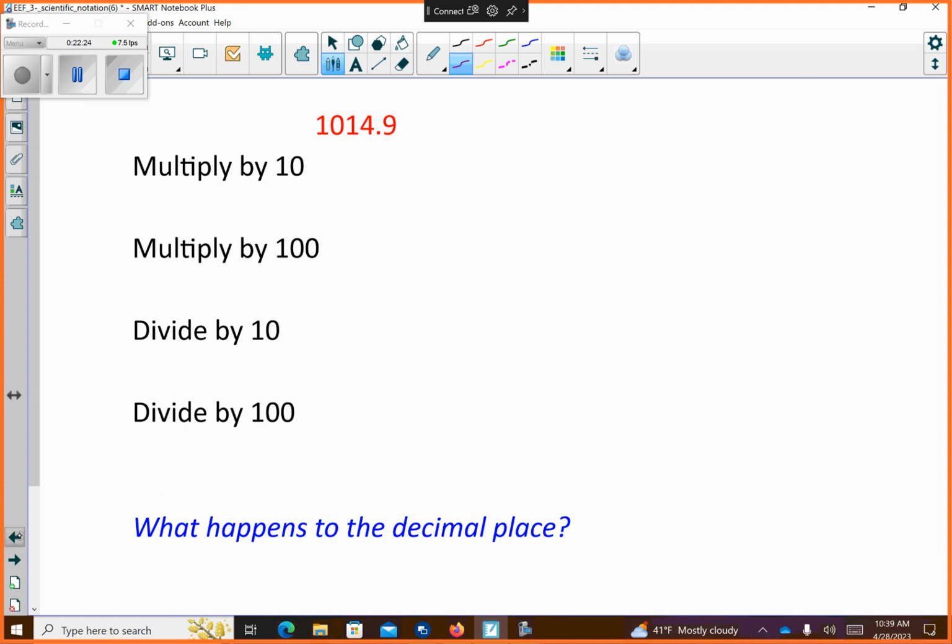All right, so we're going to take this. If I multiply by 10, the decimal moves one place to the right. If I multiply by 100, I move the decimal 2 places to the right. So notice I had to add a 0. If I divide by 10, I'm going to move my decimal 1 place to the left. If I divide by 100, I have to move my decimal 2 places to the left.